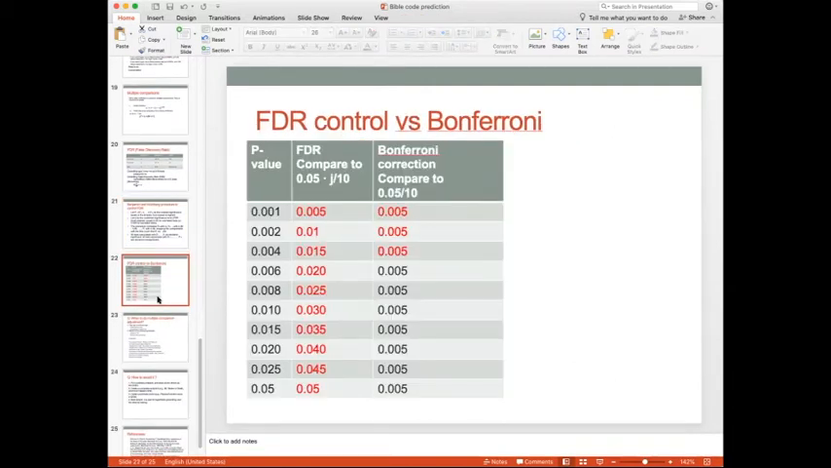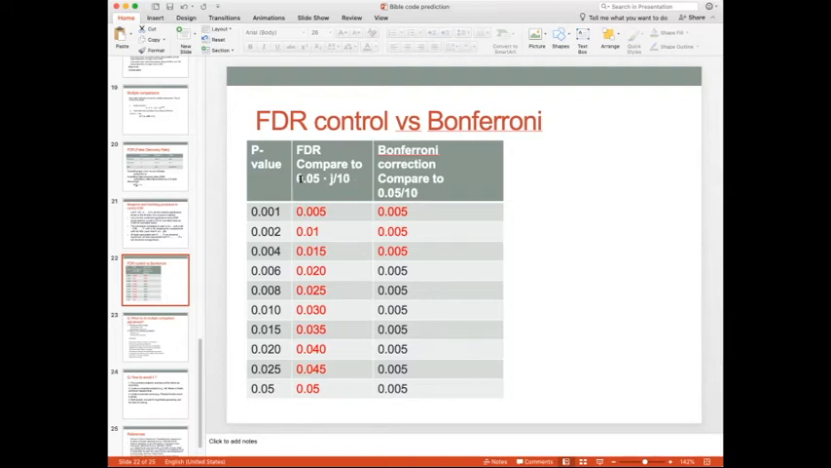So this is an example. The first column is the p-value we produce for each test. Here we have 10 tests, and the p-values are 0.01, 0.02, 0.04, 0.06 to 0.05, and we sort them in this order. What FDR does is compare each p-value to this number: 0.05 times j divided by 10.